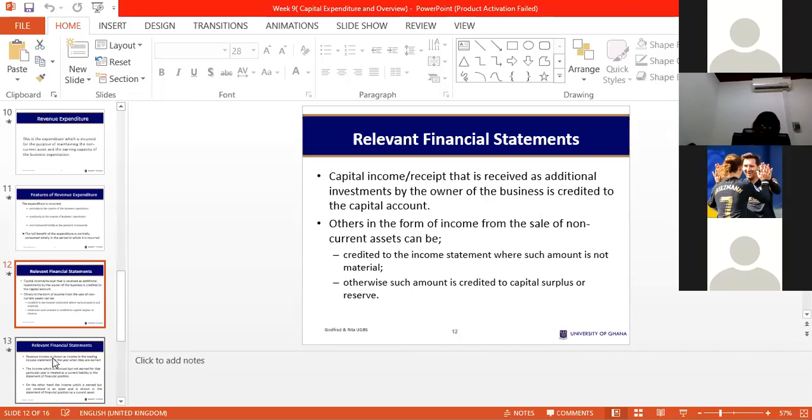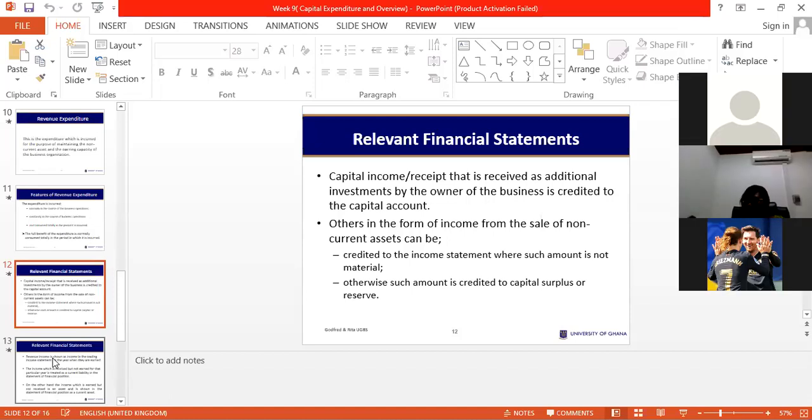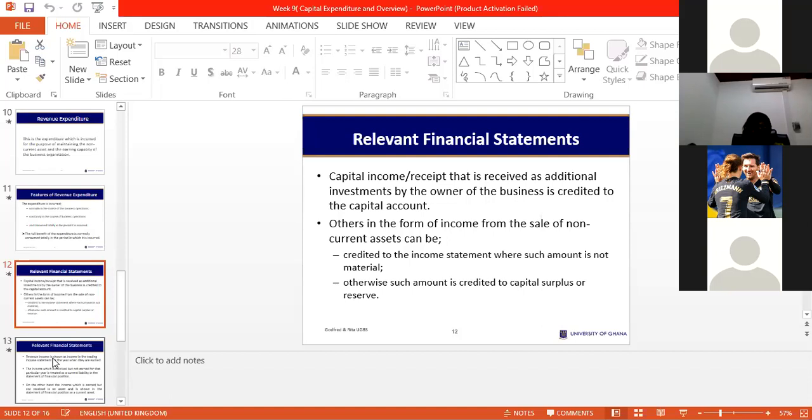Madam, you debit the cash book, and credit what? Capital account. Yes, so you started well. Double entry, we have done it over and over again. You debit your cash account, you credit the capital.